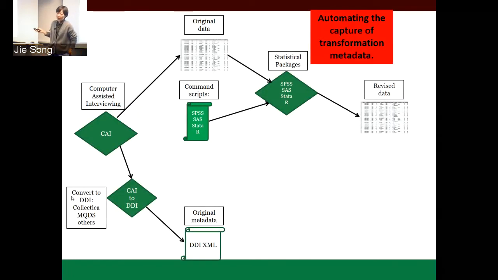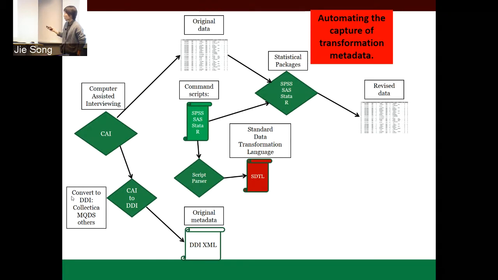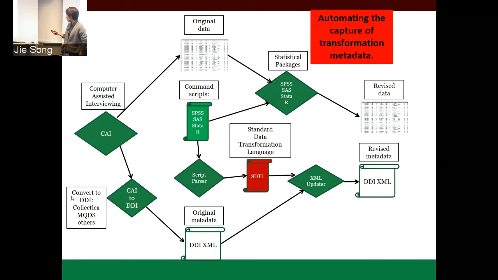To enable the automatic capture of the transformation metadata, what we want to do is, in an automatic way, create a script parser that will convert the command script in some of the statistical languages into a standard data transformation language. And then we'll have an updater to embed the transformation information into the original metadata, so that we will derive the updated metadata for the revised data.